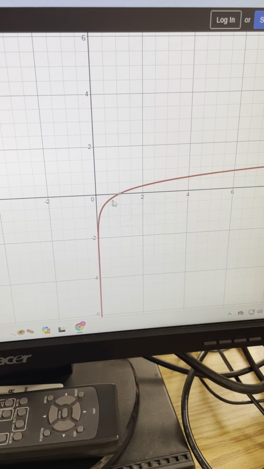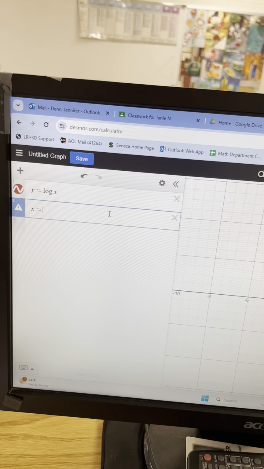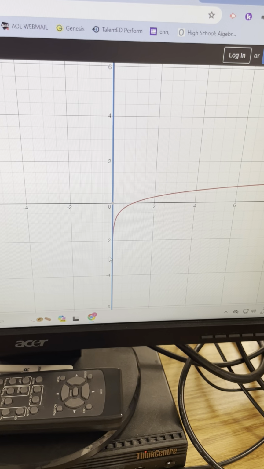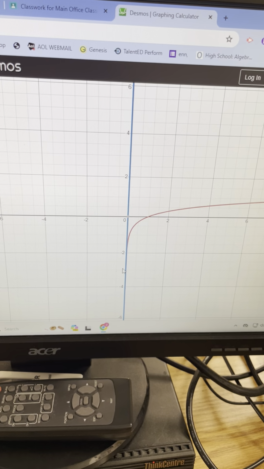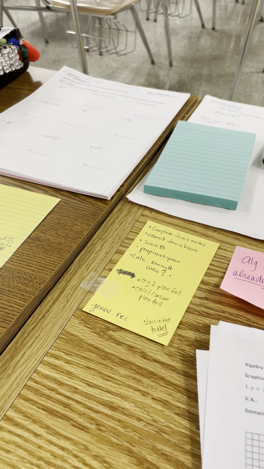Here's my key point at 1, 0. I've got that vertical asymptote. If I want to see that vertical asymptote, I can put in x equals 0. That shows me the vertical asymptote instead of the horizontal one. And I'm set. Okay, so we're going to use Desmos as our guide. You can use it while you're doing your work.